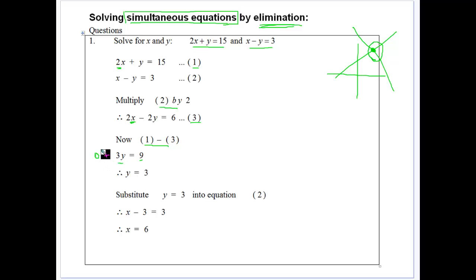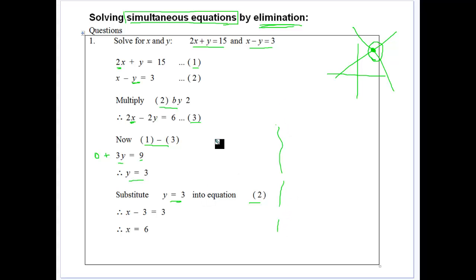Now, because I've eliminated a variable, I've got an equation with one variable. Now we can solve equations with one variable. 3y equals 9, y is equal to 3. So if y is equal to 3, take it and put it back into any of those equations. I've put it back into 2, because 2 is the simplest one there. So when y is equal to 3, I substitute the value in there. So x minus 3 equals 3. X would be 6. So that's how we go about eliminating.